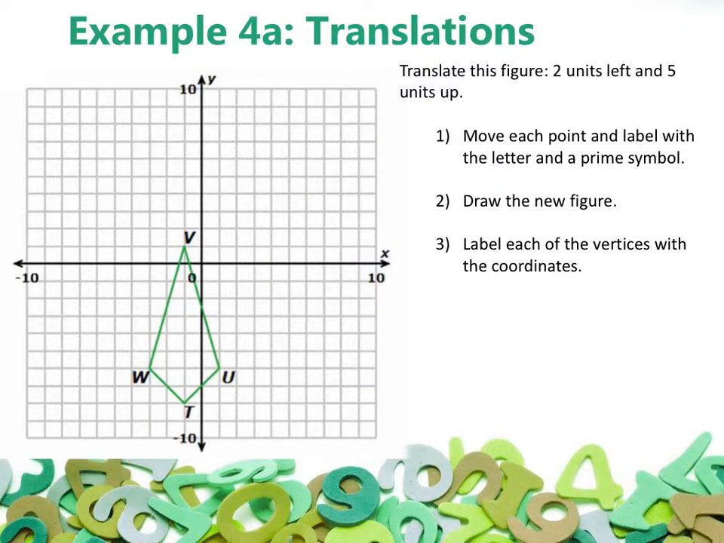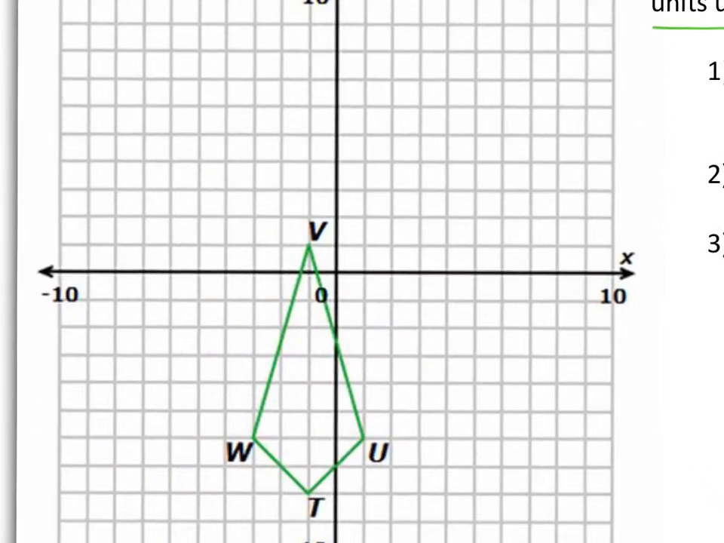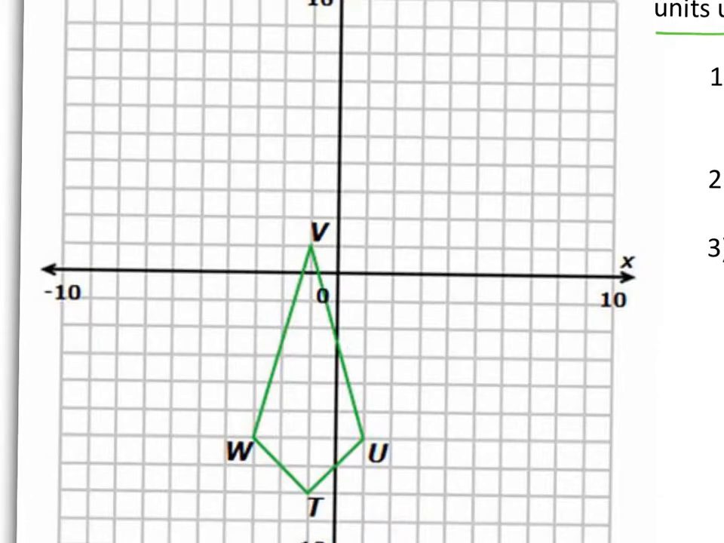Please turn to example 4a, and let's do this example. We are going to translate this figure 2 units left and 5 units up. So to do that, we're going to move each point 2 units left and 5 units up and rename them with the same name followed by a prime. So here we go. V goes 2 left and 5 up. It becomes V prime.